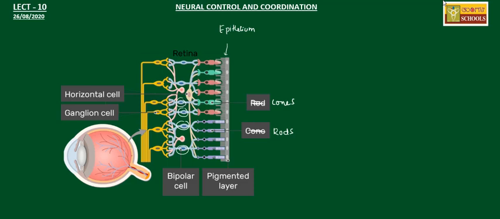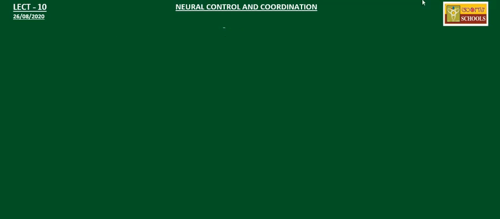These bipolar cells are in connection with the ganglionic cells, so this is the ganglionic cell layer. One ganglionic cell will have many connections with the bipolar cells, and one bipolar cell will have many connections with the rods or cones. That's all about the eye. Then next we'll see about the ear. Before I go into the ear, I would like to tell a few more points.